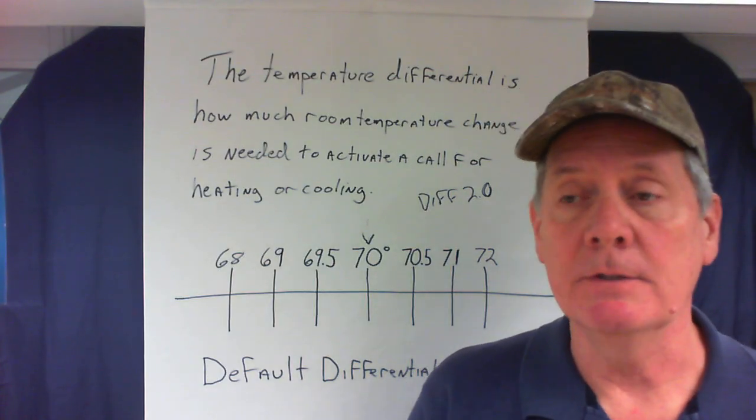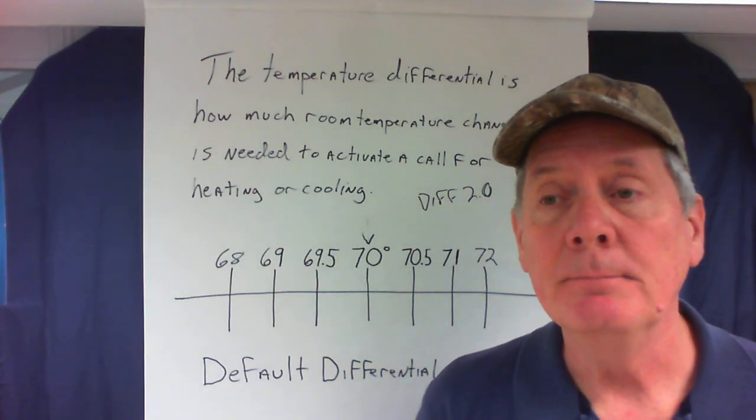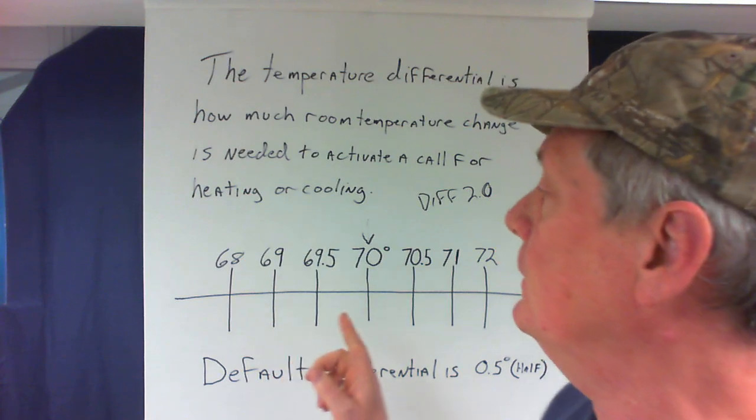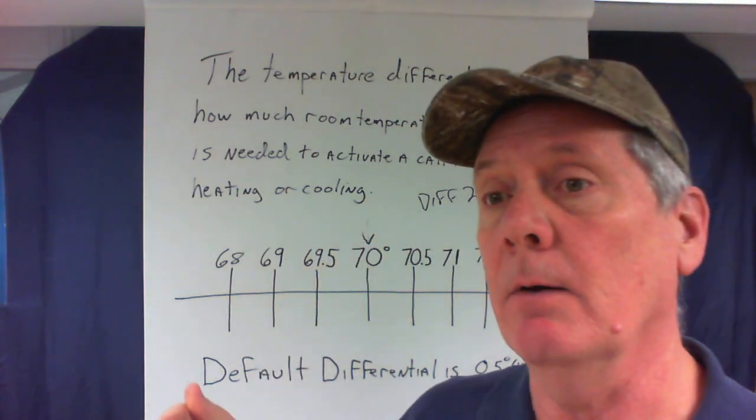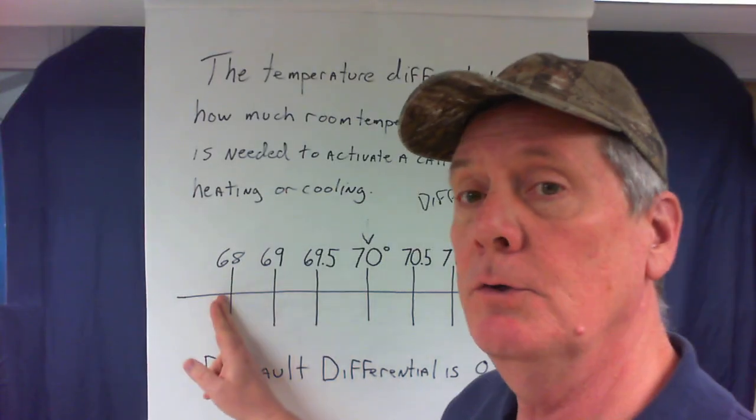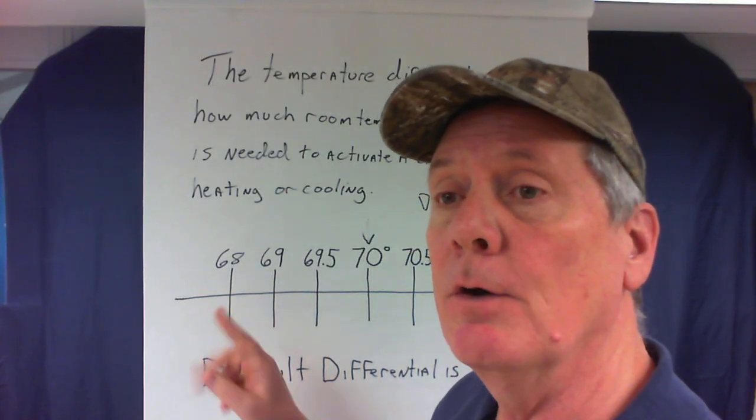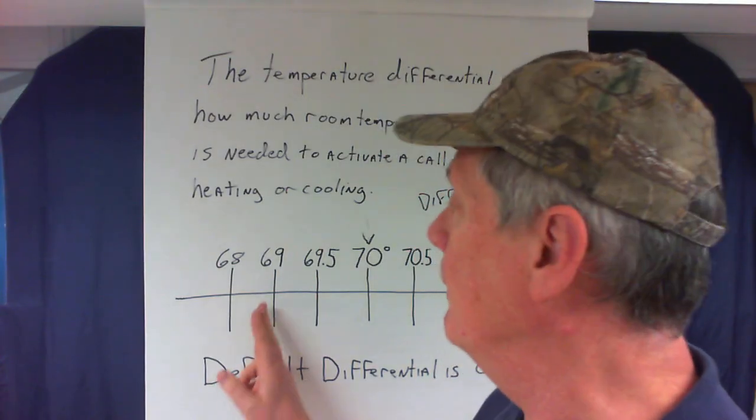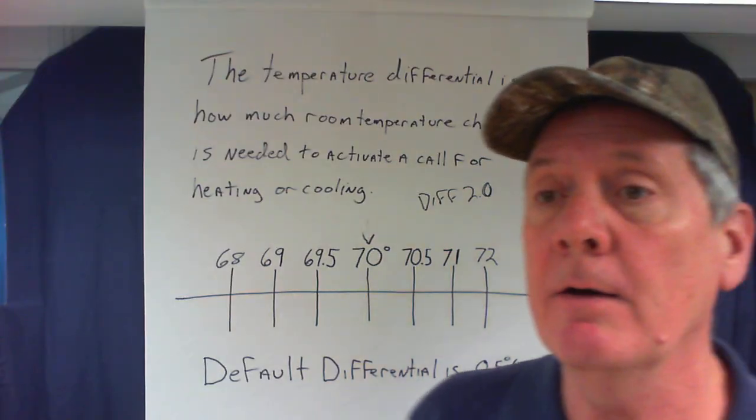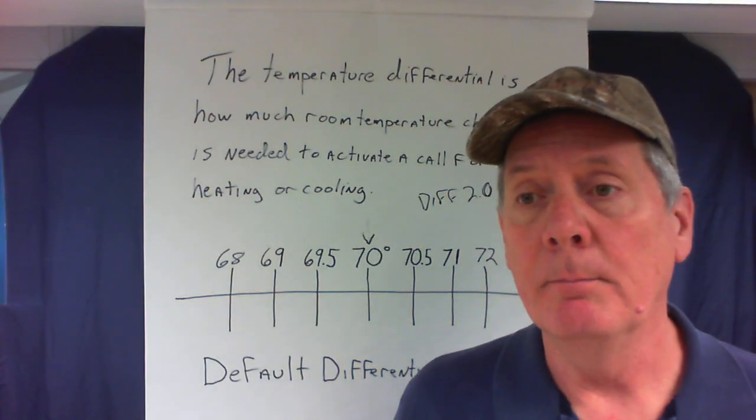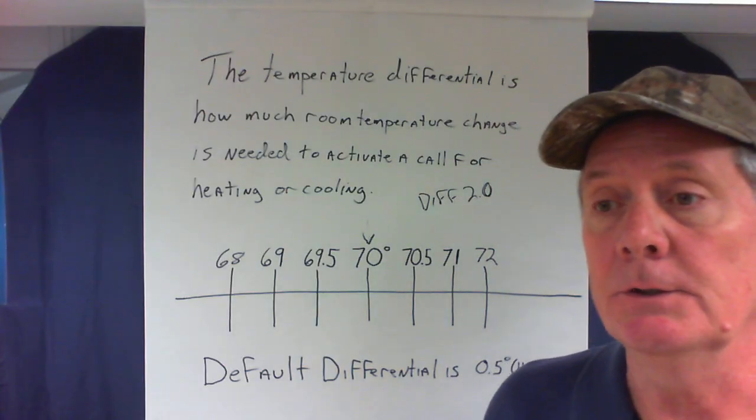It's on, it's off, it's on, it's off, it's on, it's off, because it's only going down a 1/2 degree. Well, if we change the differential to 2 degrees, then that's going to kind of slow it down, because it's going to require a whole 2 degree drop before it turns on, and then it's going to run for a longer period of time to heat it back up to 70.